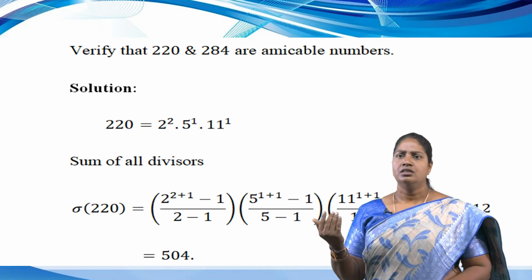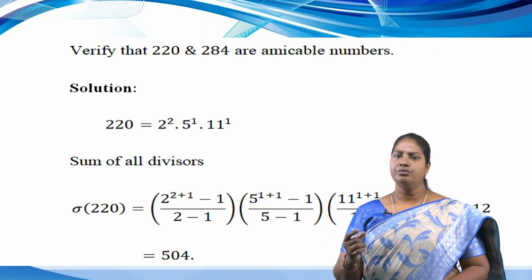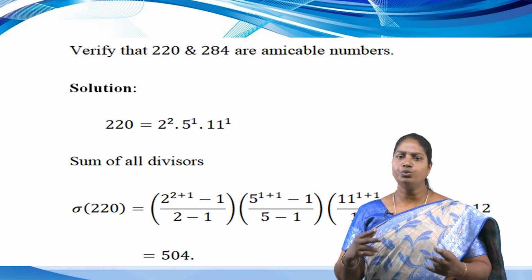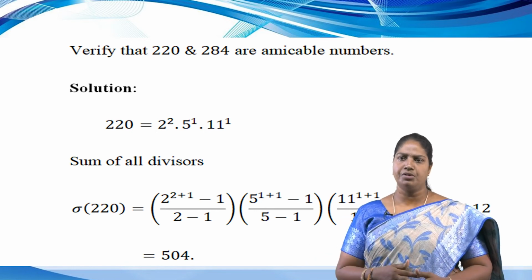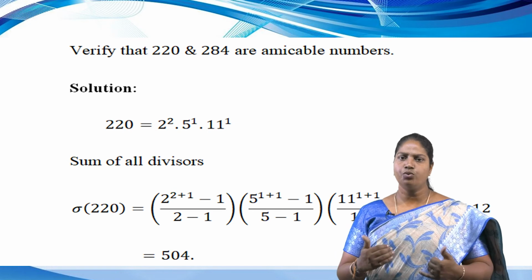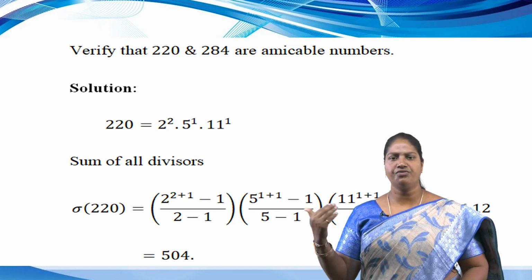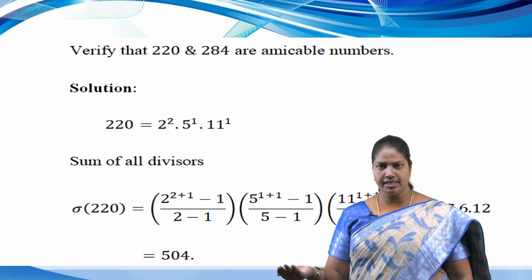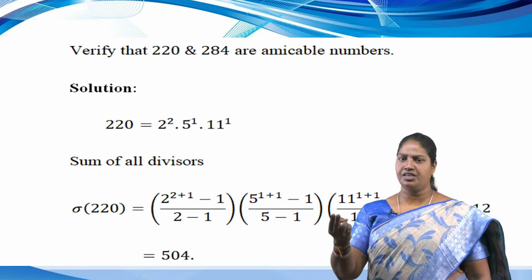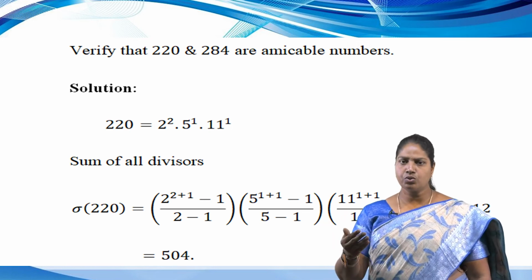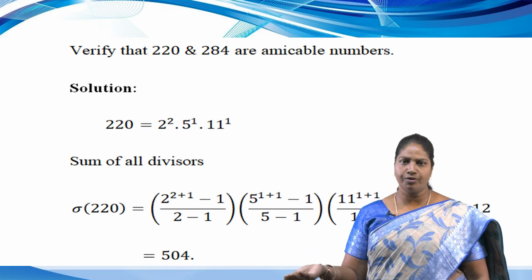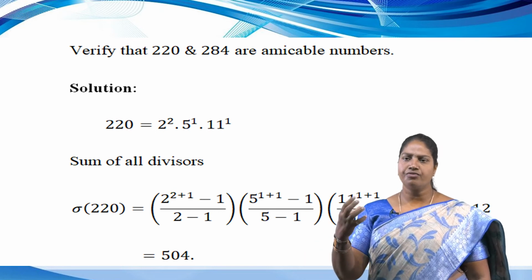Next, now let me give a proof that 220 and 284 are amicable numbers. So let us take 220. By the fundamental theorem of arithmetic, it can be written as a product of prime numbers, that is 2 square into 5 power 1 into 11 power 1. Let us calculate the sum of the divisors.